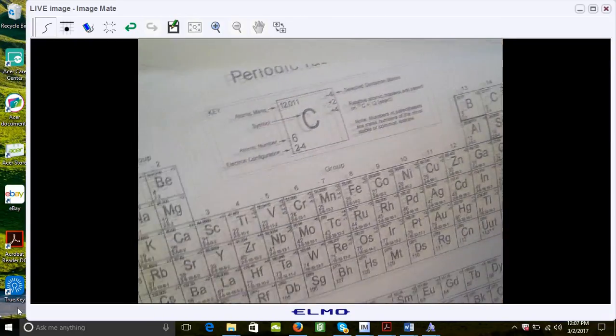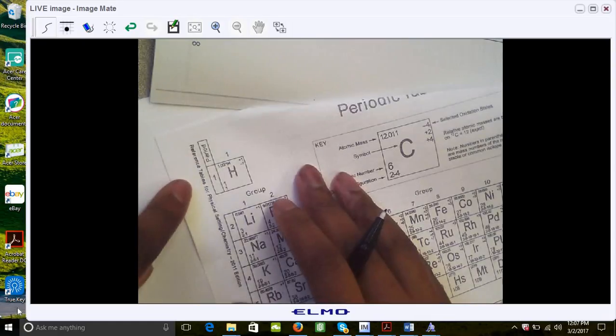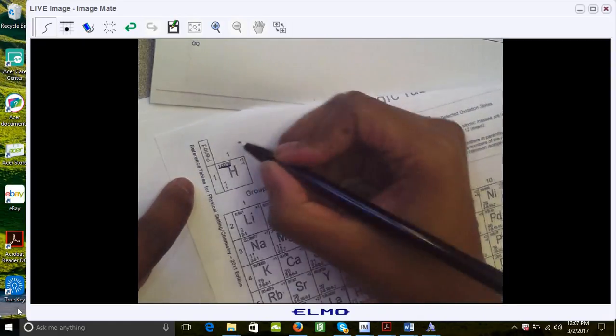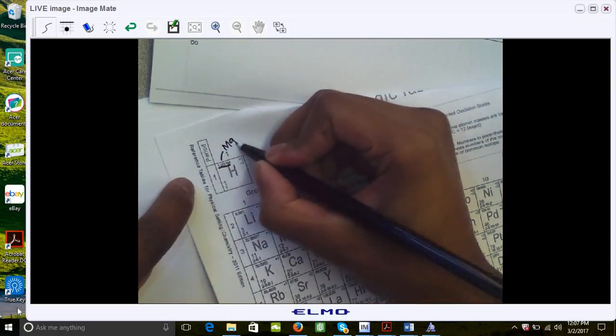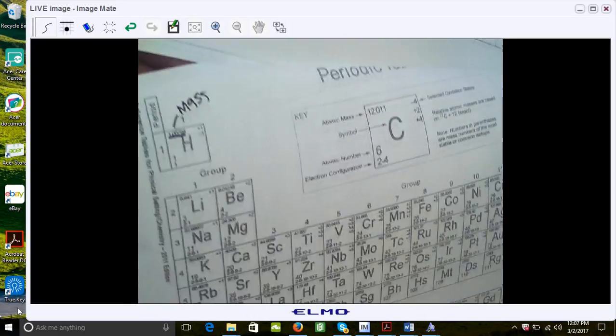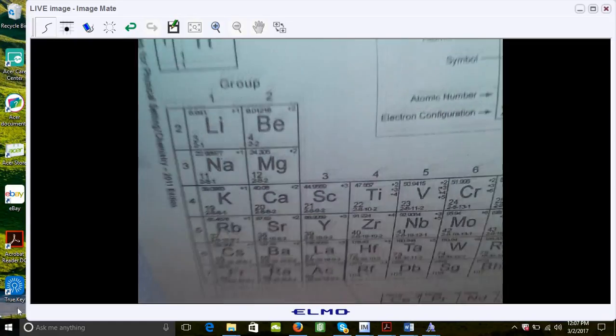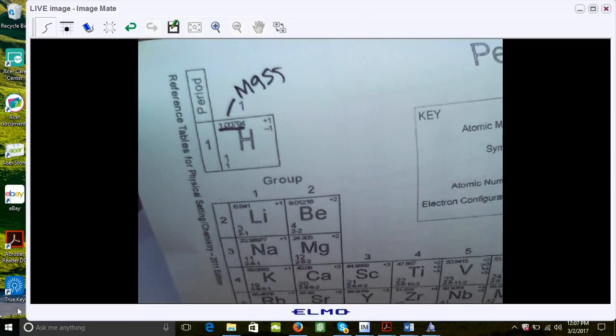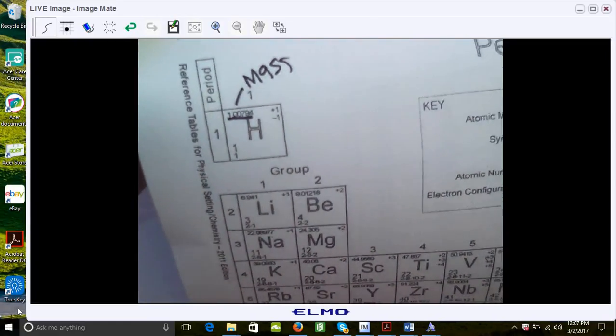Get that out, and I'm gonna look up my element. So this number at the top is my mass. Okay, my mass. So I'm gonna put that closer. So you can see it's about 1.007, so I'm going to round that to 1.